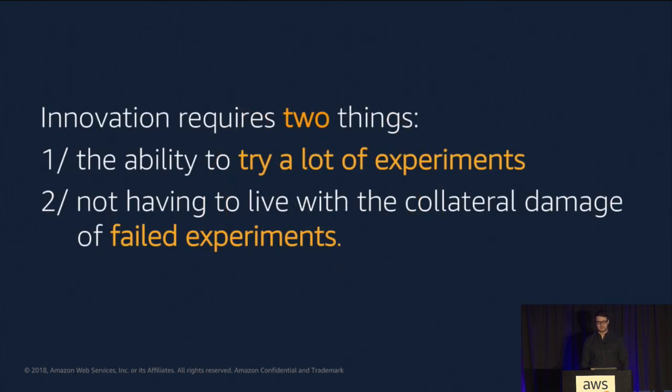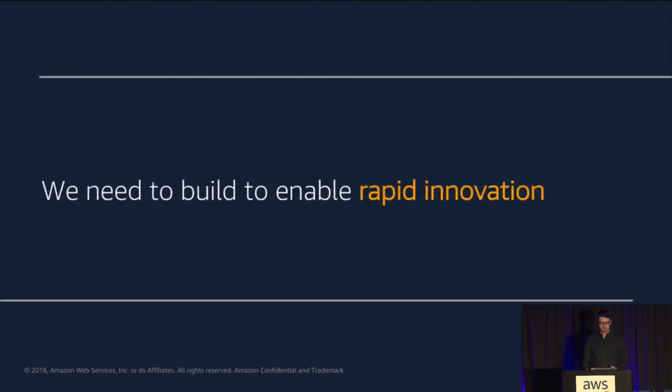So in order to innovate, you really need two things. You need the ability to try a lot of experiments, and you need to not have to live with the collateral damage of failed experiments. And really what that means is that we have to build to enable rapid innovation. So how do we build quickly to try things out and then also be able to roll back and make changes if something doesn't work?